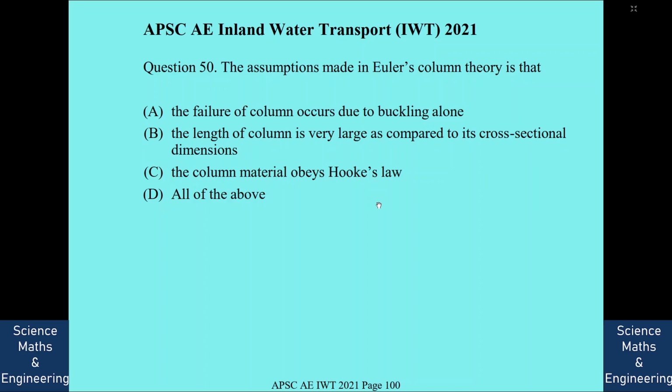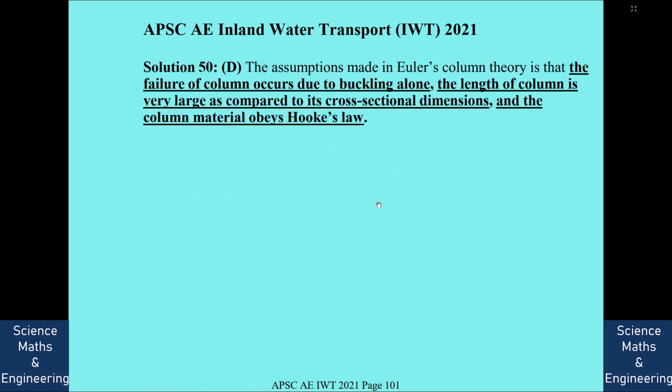Next, the assumptions made in Euler's column theory are that A, the failure of column occurs due to buckling alone, B, the length of column is very large as compared to its cross-sectional dimensions, C, the column material obeys Hooke's law, or D, all of the above. So the answer is, all of the above, that is, the assumptions made in Euler's column theory are that the failure of the column occurs due to buckling alone, the length of the column is very large as compared to its cross-sectional dimensions, and the column material obeys Hooke's law.